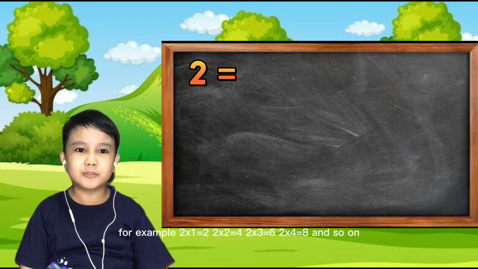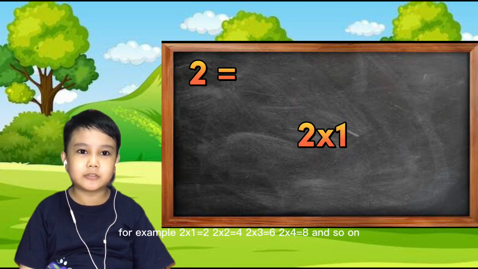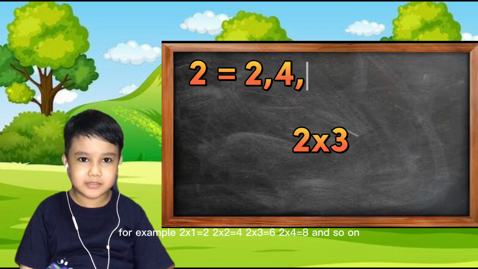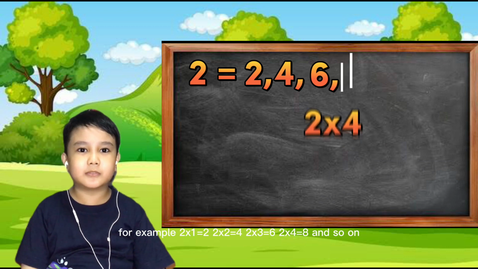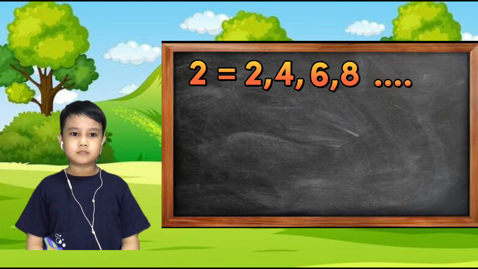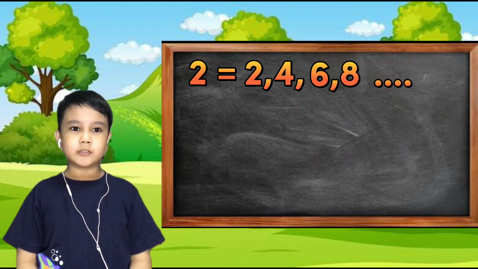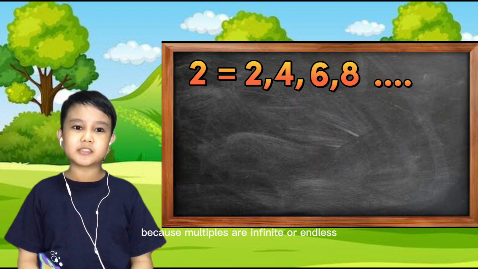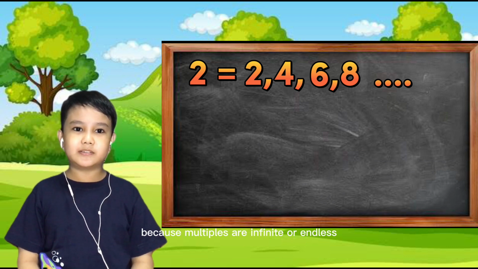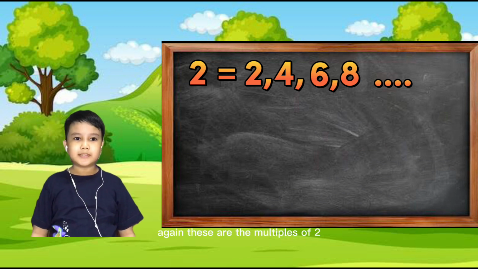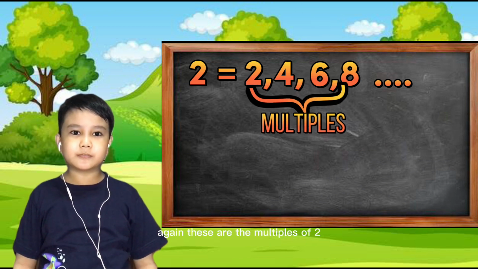For example, 2 times 1 equals 2. 2 times 2 equals 4. 2 times 3 equals 6. 2 times 4 equals 8. And so on. We cannot write all the multiples of 2 because multiples are infinite or endless. Again, these are the multiples of 2.